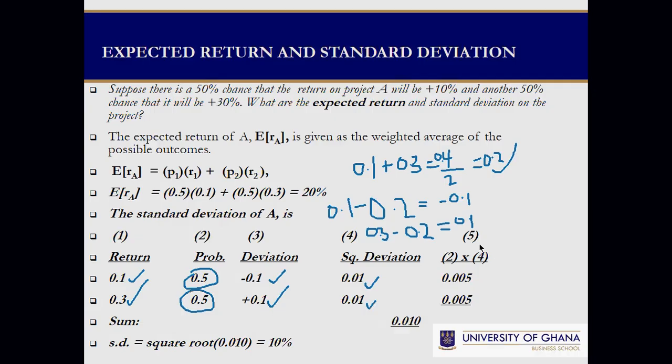All right. So now this is what we have for the square deviation. When we square the deviations and add them, we are getting our variance. So now when we find the square root of the variance, we are getting the standard deviation.